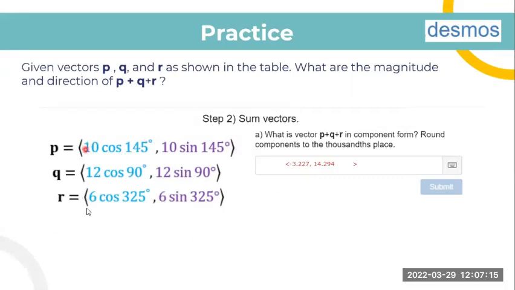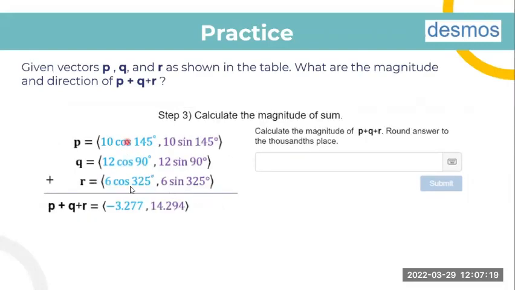So when we add those three vectors up, we're adding just the x components together. We get negative 3.277, just like Grace shared. And then when we add all the y components together, we get 14.294.